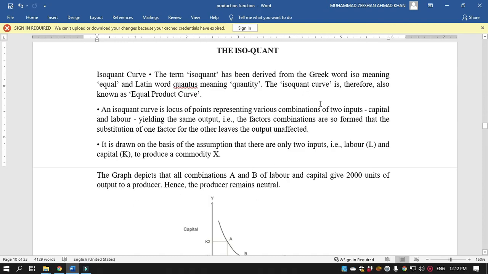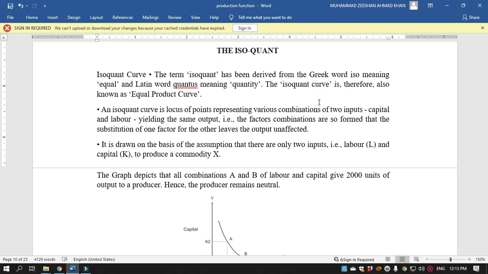Okay, now the next thing is isoquant, because when we are studying the production function, obviously we need to know about isoquant. The term isoquant has been derived from the Greek word iso, meaning equal, and the Latin word quantus, meaning quantity. The isoquant curve is therefore also known as the equal product curve. An isoquant curve is the locus of points representing various combinations of two inputs.